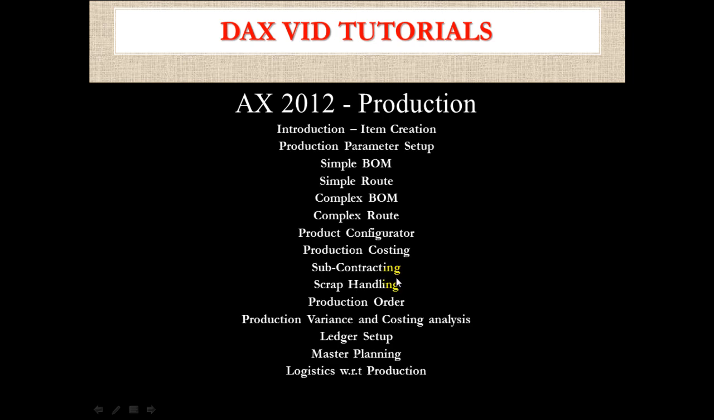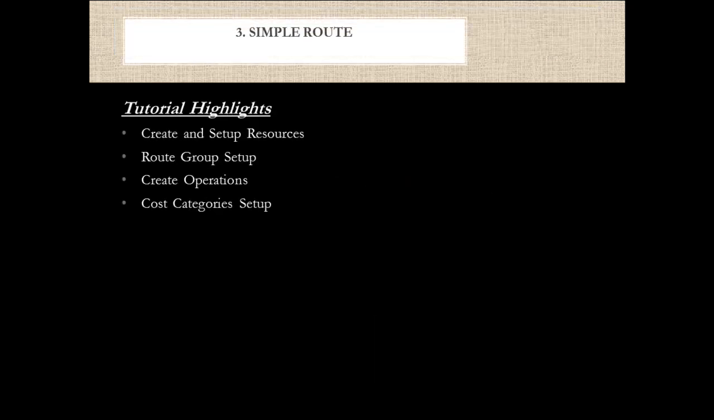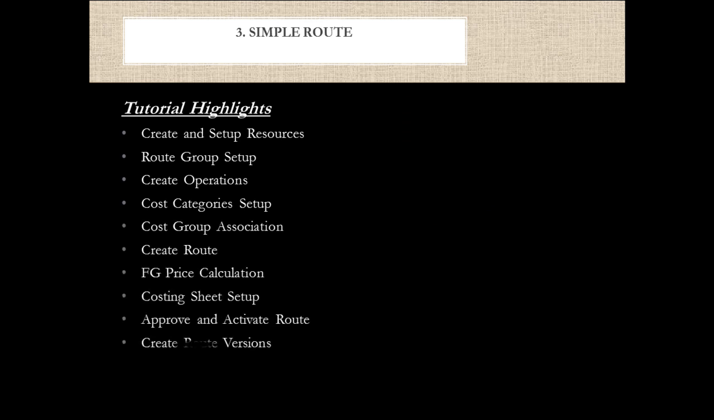In this tutorial, we will be looking at how to create a simple route. This tutorial consists of creating and setting up resources, route groups, creating operations, cost category setups, cost group association, creating route, finished good price calculation, costing sheet setup, approve and activate route, create route versions, BOM and route relation.